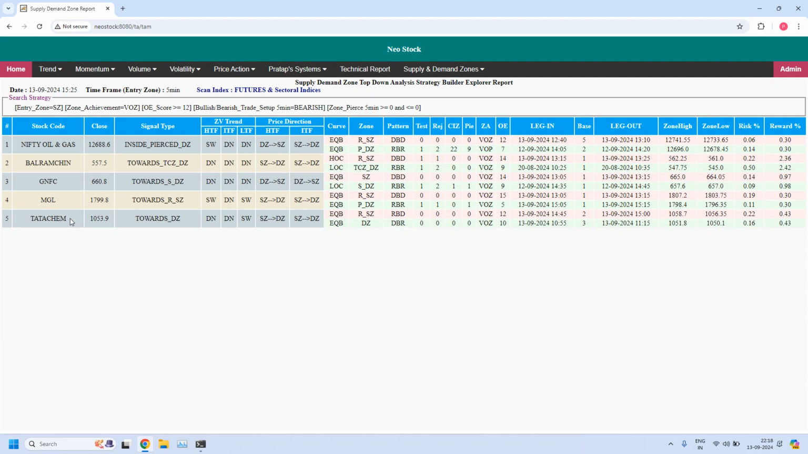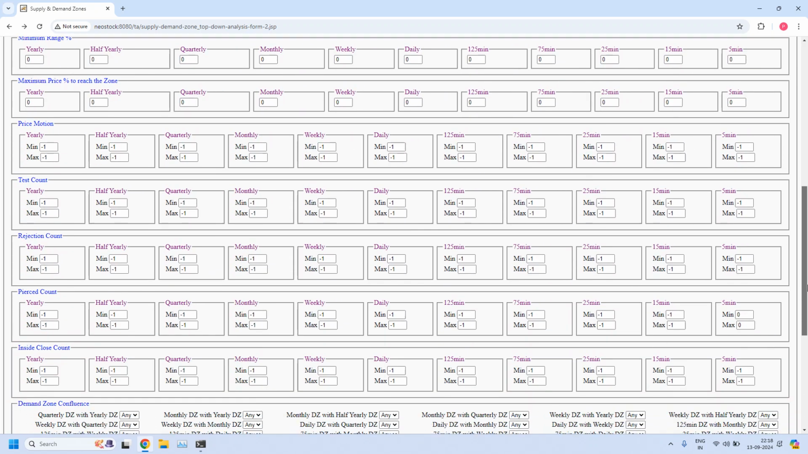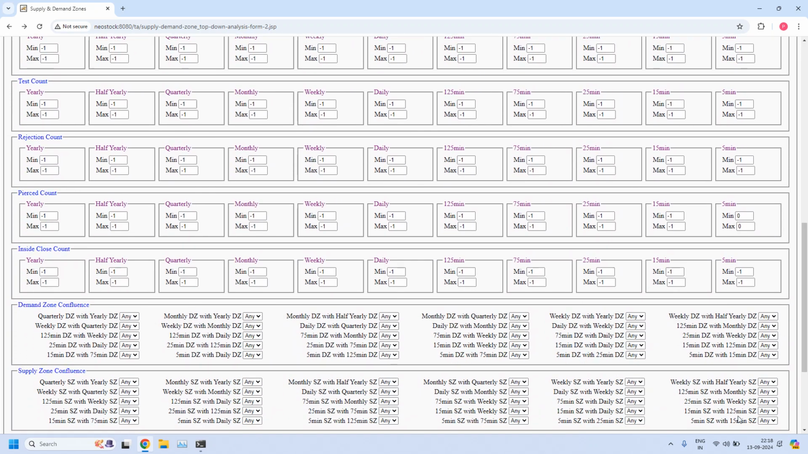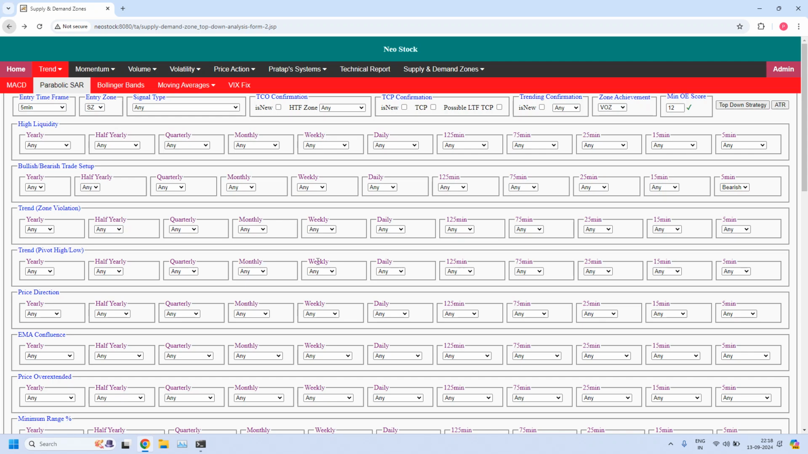Let's verify out of these 5 how many are having ITF confluence, that is 5 minute supply zone with 15 minute supply zone confluence. So in the supply zone confluence, 5 minute supply zone with 15 minute supply zone, I enabled the filter. Let's verify. 4 stocks are filtered out of 5. Now the 5 minute zones are part of the 15 minute zone and the 15 minute trend is down. Let's verify whether any of these 15 minute zones are having daily EMA confluence.